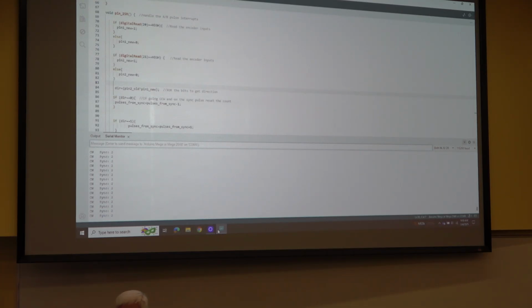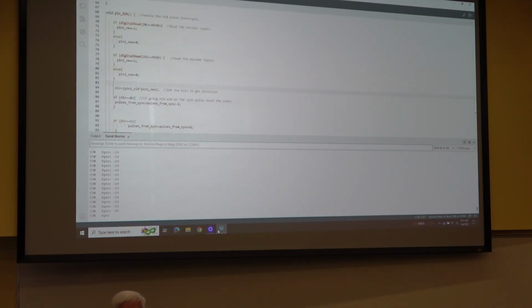Bang. So I hit the sync pulse, I reset to 0, and now I'm counting forward, and it's 100 pulses per rev. So as I go all the way around, come around to 93, 97, 98, 99, 100, bang, back to 0. And I go the other way. I programmed it to go negative.